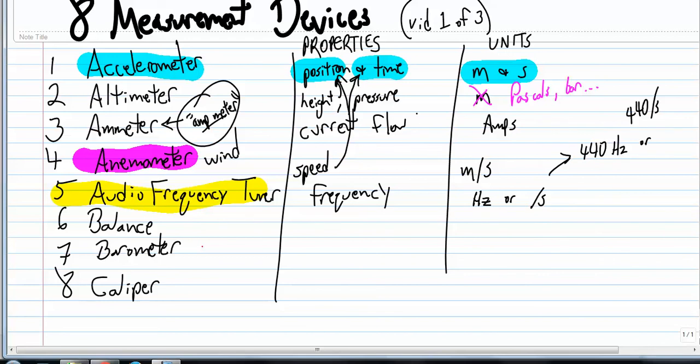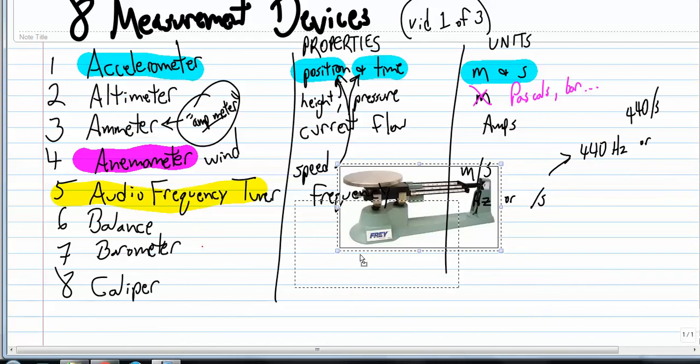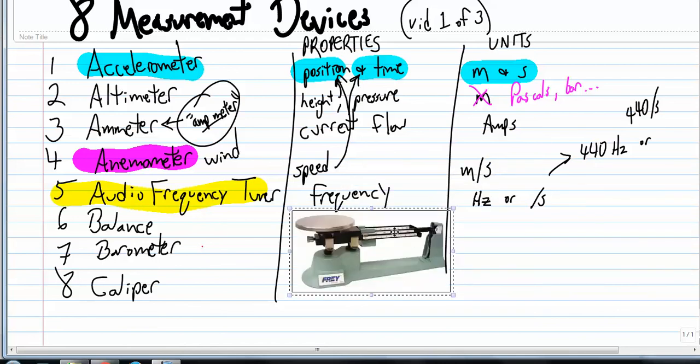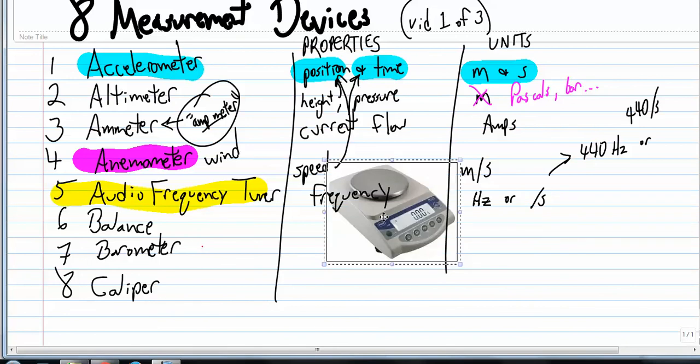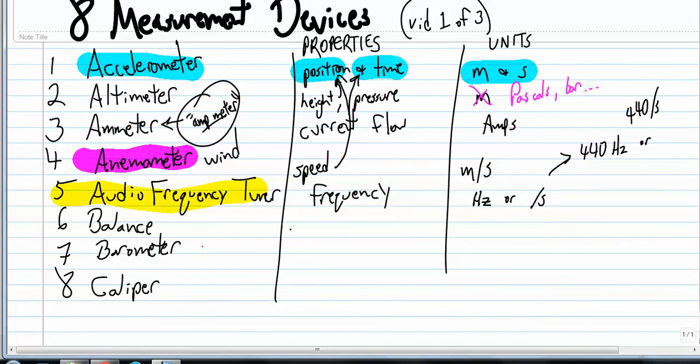A balance. What's a balance? Let me just show you the picture first. Let's see here, balance 1. So here's an old school balance. This mass on this side, you slide these masses and it will balance a mass you stick on here. So a balance measures the property of mass. I'll write that down in a second. But nowadays, a lot of them are digital. Okay? So a balance measures the property of mass, and the unit we use there is the kilogram. I guess you could say grams as well.